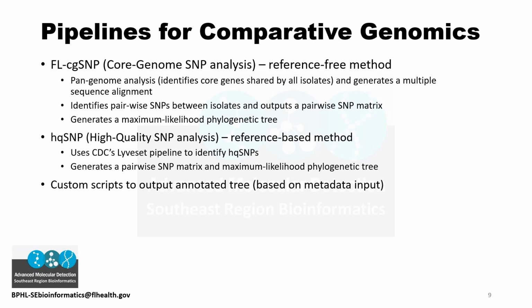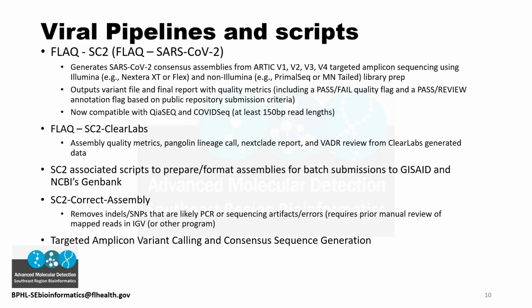We also have a couple of SNP pipelines that we use. One is a reference-free method. One is a reference-based method. We're looking at whole genome SNPs and high-quality SNPs. So this will do multiple sequence alignment, output pairwise SNP matrices, and build phylogenetic trees. And then we also have custom scripts to annotate those trees for you. So those are helpful when we get analysis requests for EPIs, looking at trying to identify different clusters, see if something is included. We'll run those pipelines.